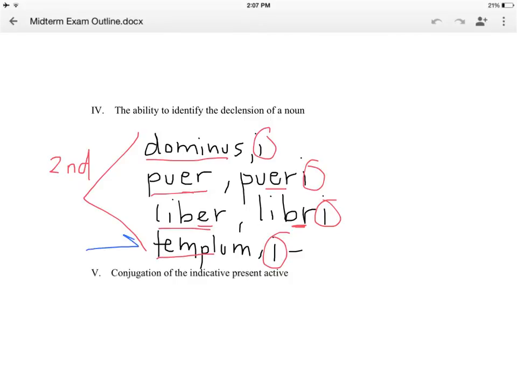The templum, templi, by the way, is the model for the neuter. The remainder of the second declensions are mostly masculine. There are some feminines in there.